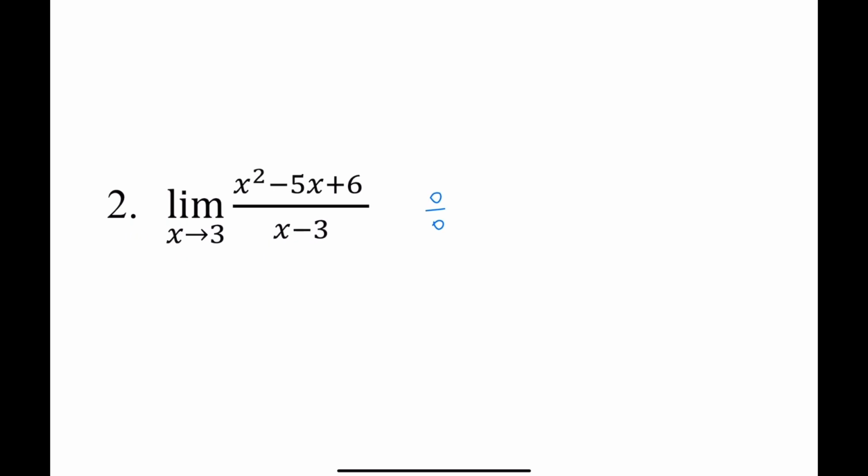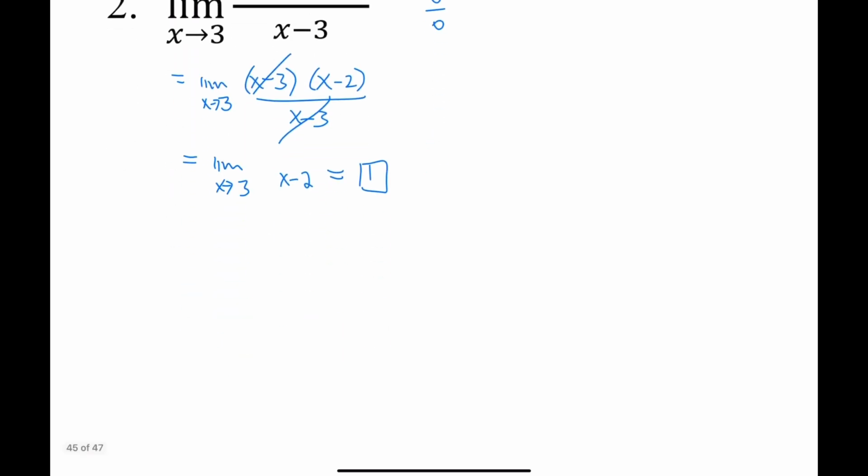Okay, and then what do we do here? For this one, we can try to factor. So the limit as x approaches 3 of x minus 3 times x minus 2 all over x minus 3. You can cancel that out, so we get the limit as x approaches 3 of x minus 2, or when we plug in the 3, we get 1 as our answer.